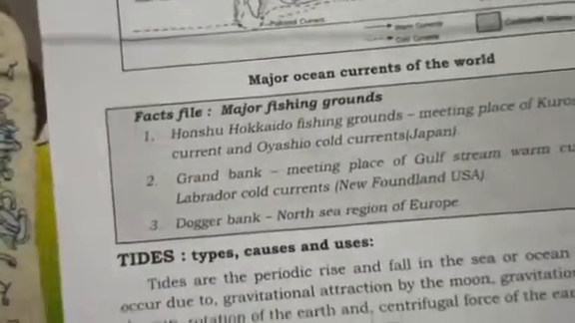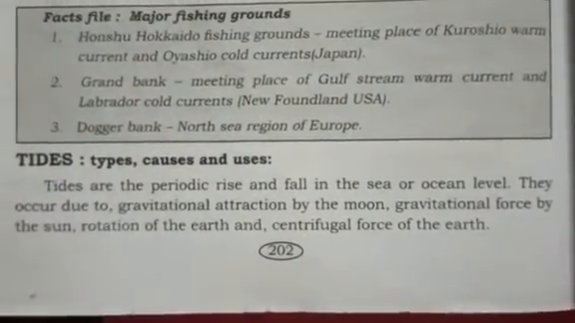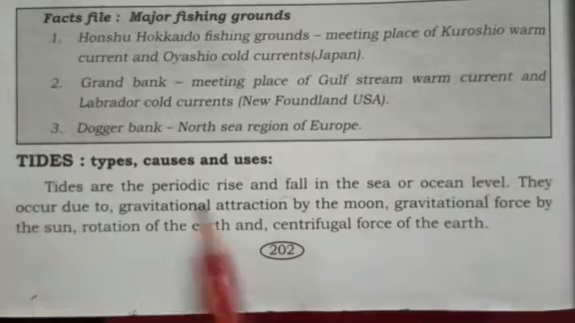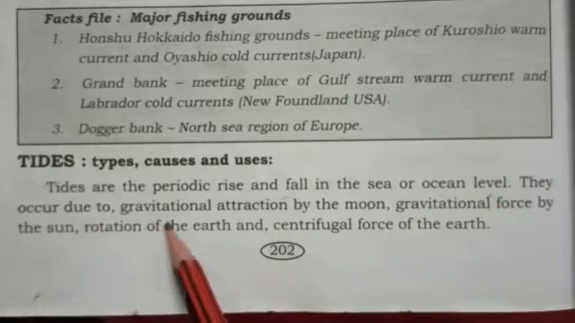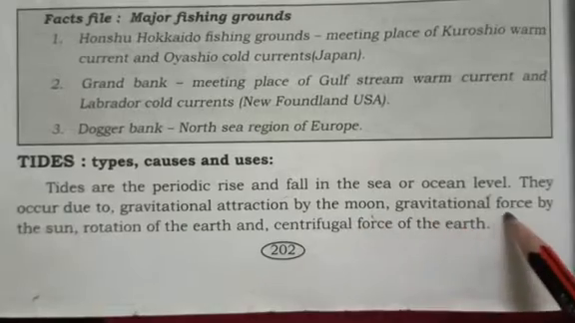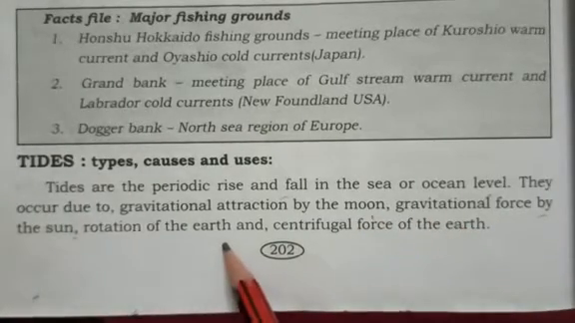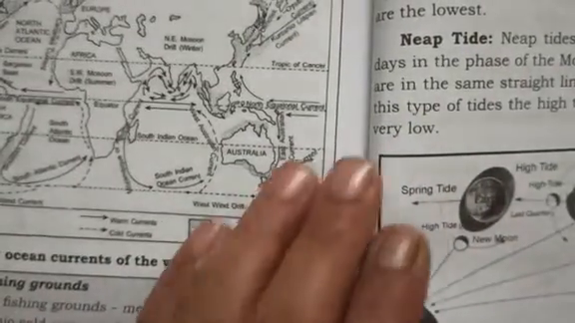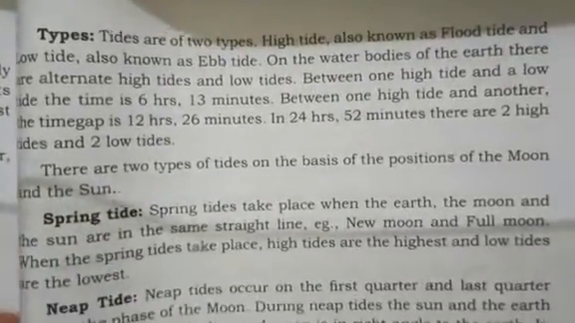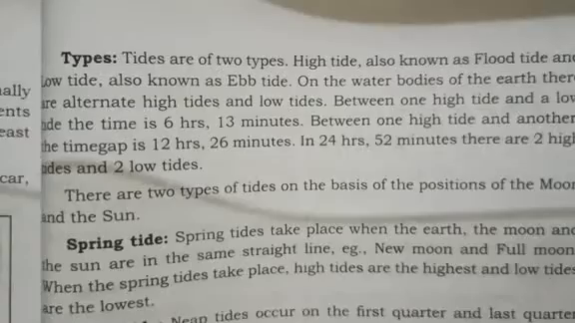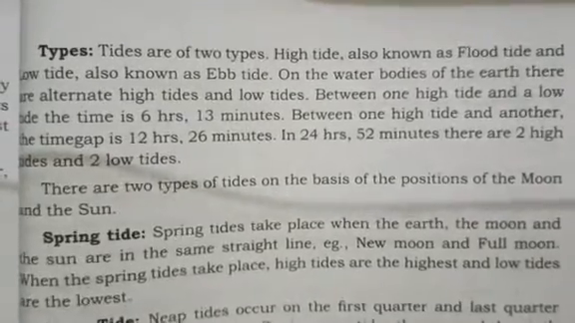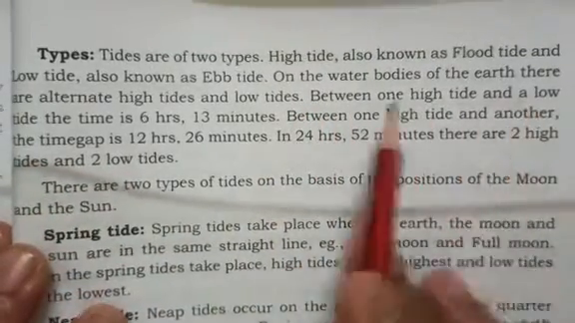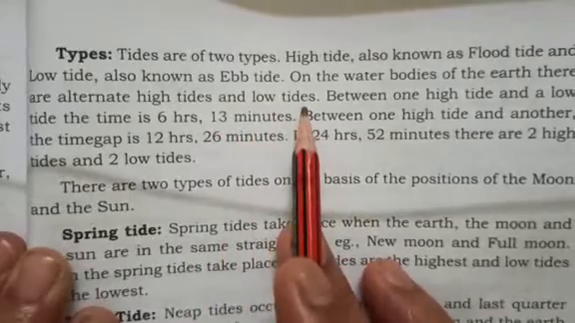So tides. Tides are the periodic rise and fall in the sea or ocean level. They occur due to gravitational attraction by the moon, gravitational force by the sun, rotation of the earth, and centrifugal force of the earth. Tides are of two types: high tide, also known as flood tide, and low tide, also known as the ebb tide. On the water bodies of the earth there are alternate high tides and low tides.